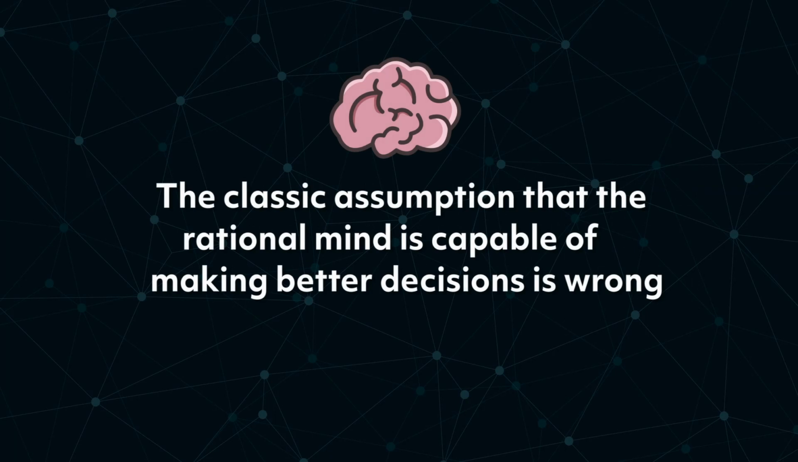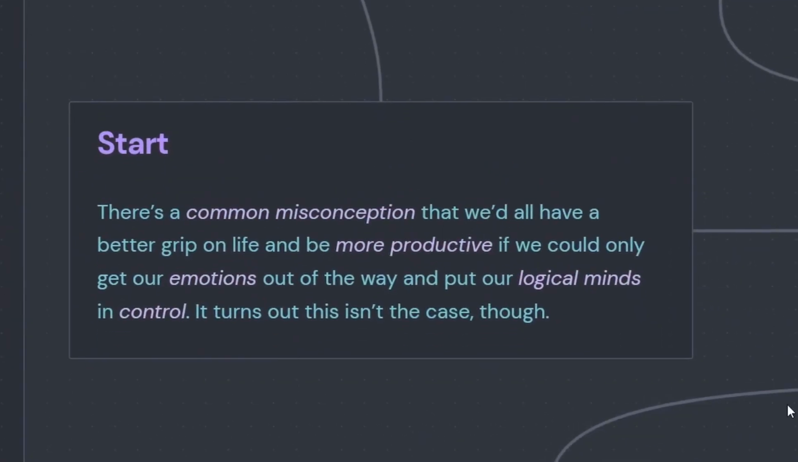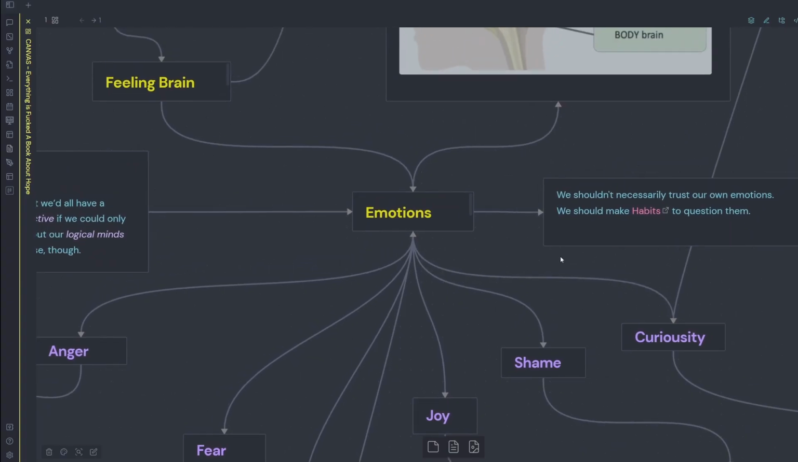The classic assumption that the rational mind is capable of making better decisions is wrong. There is a common misconception that we would all have a better grip on life and be more productive if we could only get our emotions out of the way and put our logical minds in control. It turns out this isn't the case though. If we look at our emotions, we shouldn't necessarily trust them. We should make habits to question them.